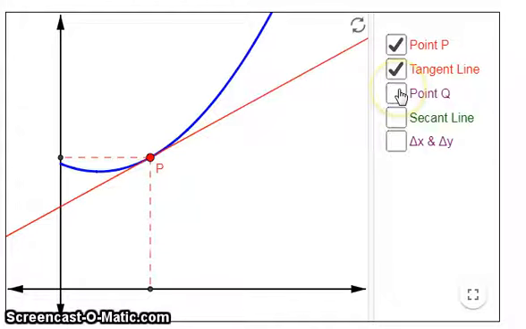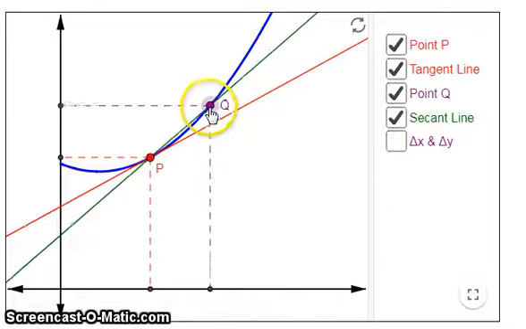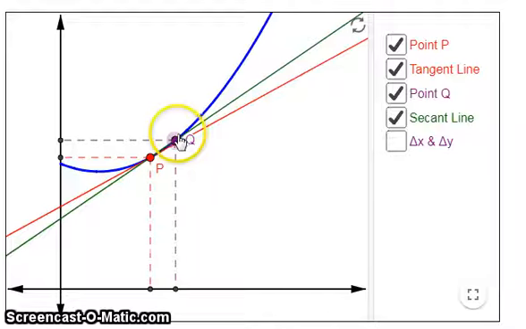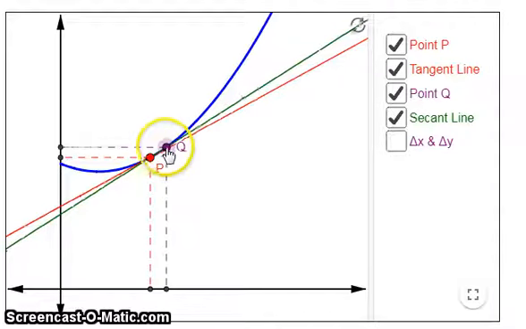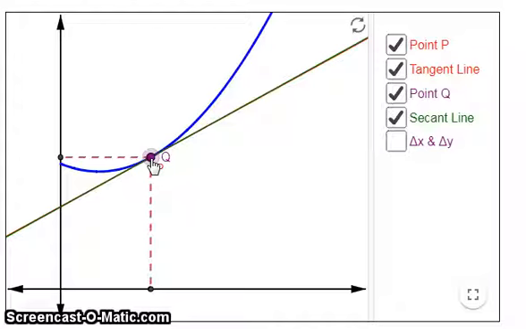The way we're going to do this is by starting with another point Q on the function. We're going to draw what's called a secant line between point P and Q. And then we're going to move Q closer to P. As I do that, watch what happens to the green secant line. It becomes more and more like the red tangent line. In fact, as I get really super close, they're practically indistinguishable.